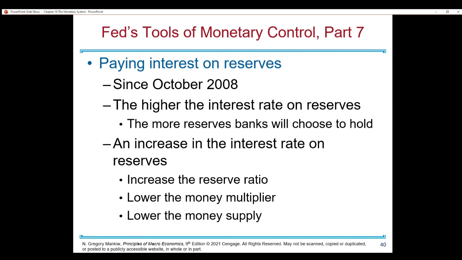So when banks hold more money in the account, or when the Fed increases this interest rate on reserves, it's going to lower the money multiplier and lower the money supply, or the money in circulation.